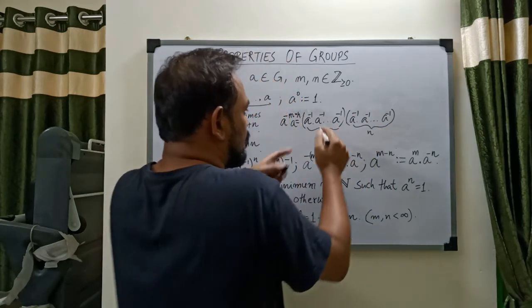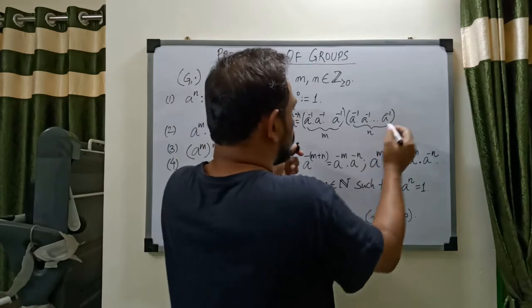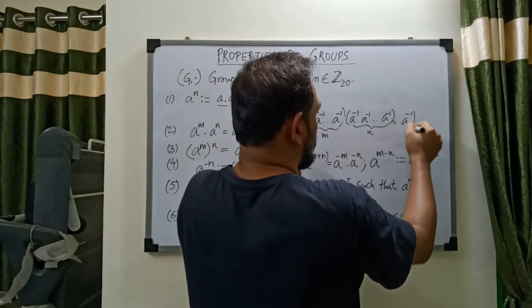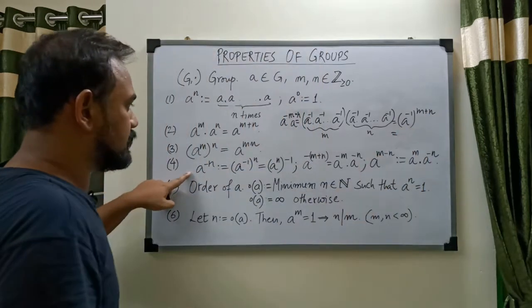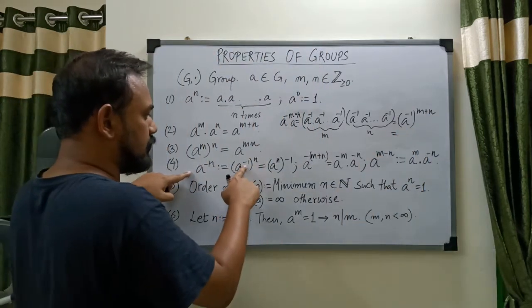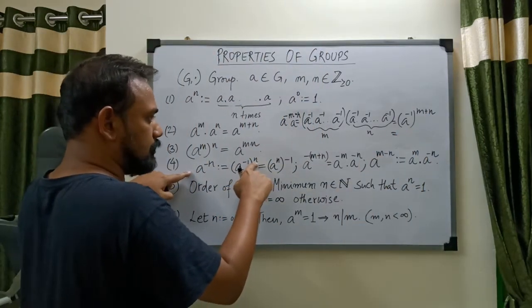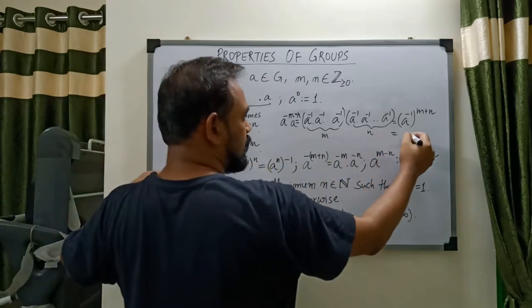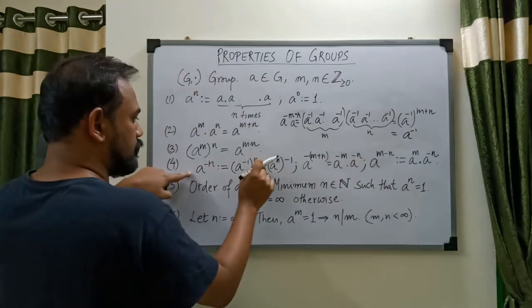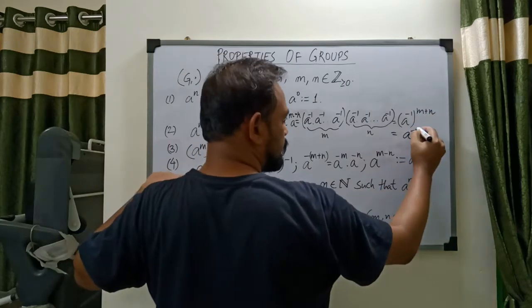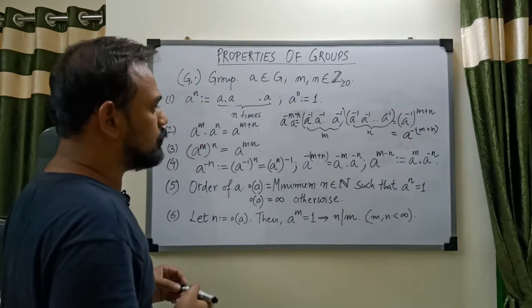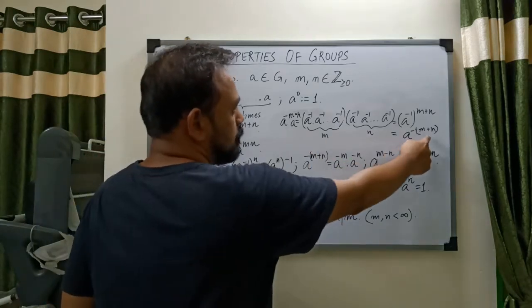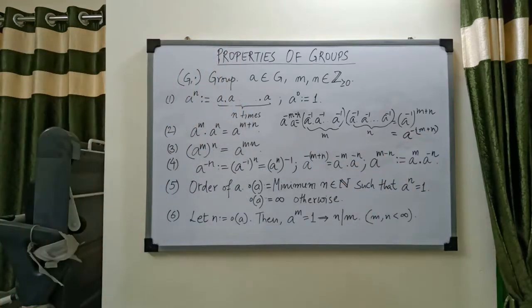And now you can get rid of the brackets. And so you have A inverse put together m plus n times. And the way we have defined it is that if you have A inverse put together so many times, you just write A to the minus of that number. So A to the minus of this number, which is m plus n. And so you can add negative indices as well. Okay, there's no problem with that.